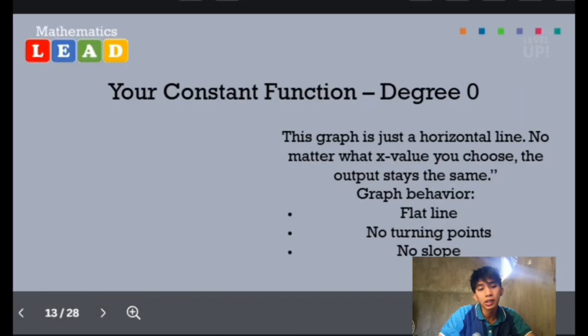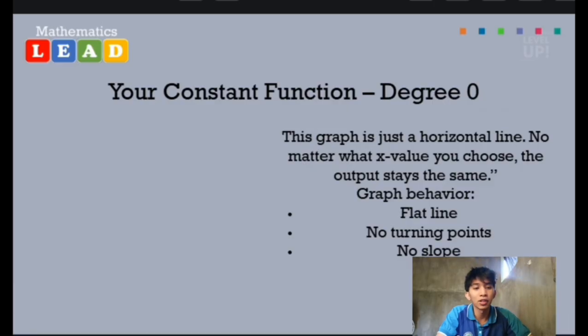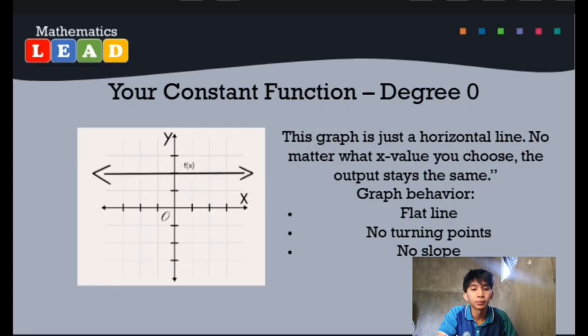Constant function, degree 0. This graph is just a horizontal line. No matter what x value you choose, the output stays the same. Graph behavior will be a flat line, no turning points, no slope. Next, we have the linear function, degree number 1. This graph is diagonal, either slanting up or down. Graph behavior looks like a straight line.